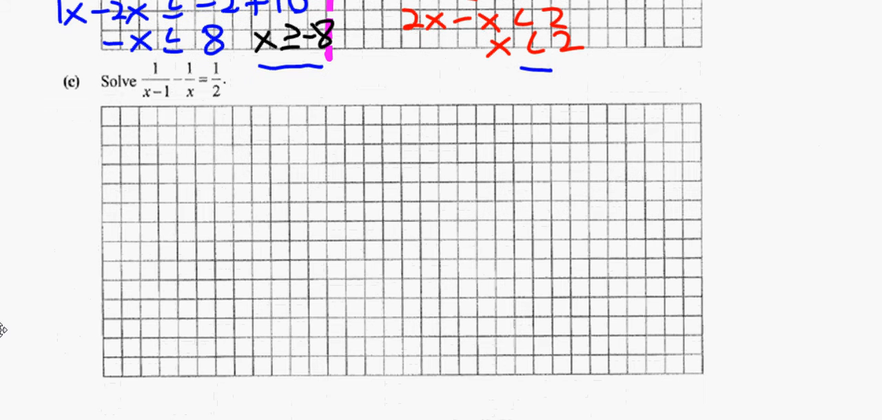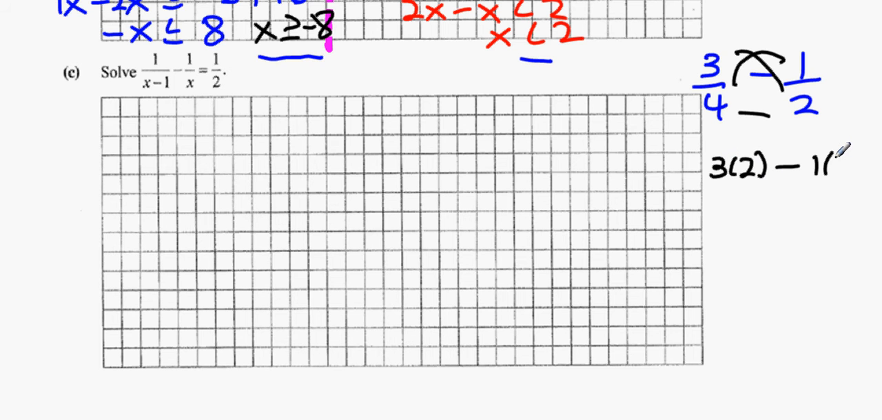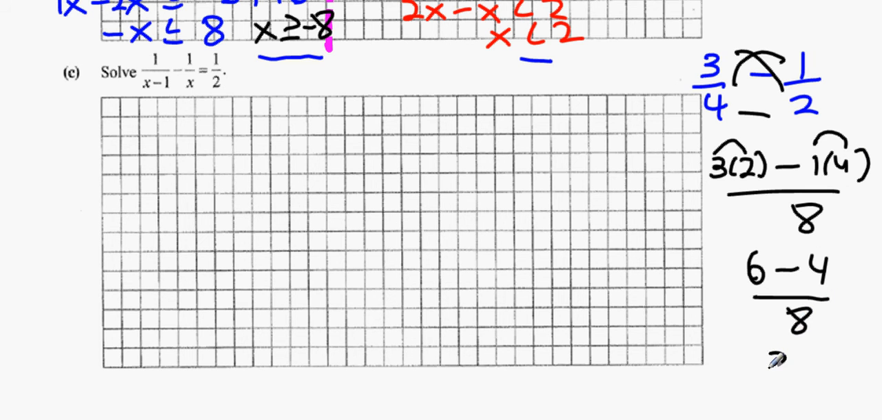Next part, part C. Now part C, if you remember when you add or subtract fractions from each other, like 3/4 minus a half, most of us know that it's 1/4. But another way of doing it is to multiply the lines by each other. So you can do 2 times 3 minus 1 times 4 divided by 8. And what that will get you is 3 times 2 is 6 minus 1 times 4, which is 4, over 8. And the answer will be 2 over 8, which we all know is 1/4.